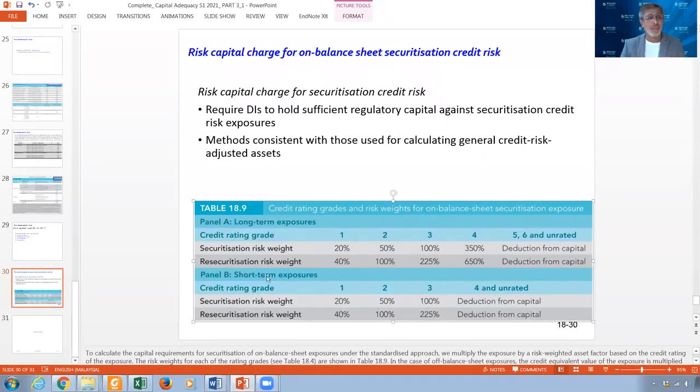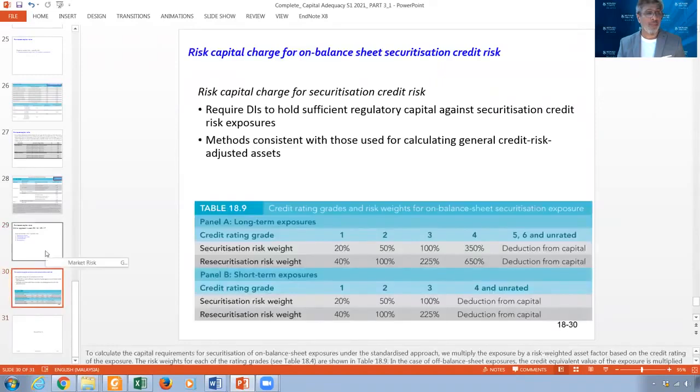We have securitization and resecuritization. Sometimes we have the original assets, and sometimes we take those assets and make them into another bond, so we have a bond backed by another bond. This is what we call resecuritization. In this case, as you see, the risk is increasing, and the rates are very high. This is for the on-balance sheet securitization exposure. I am done with this.